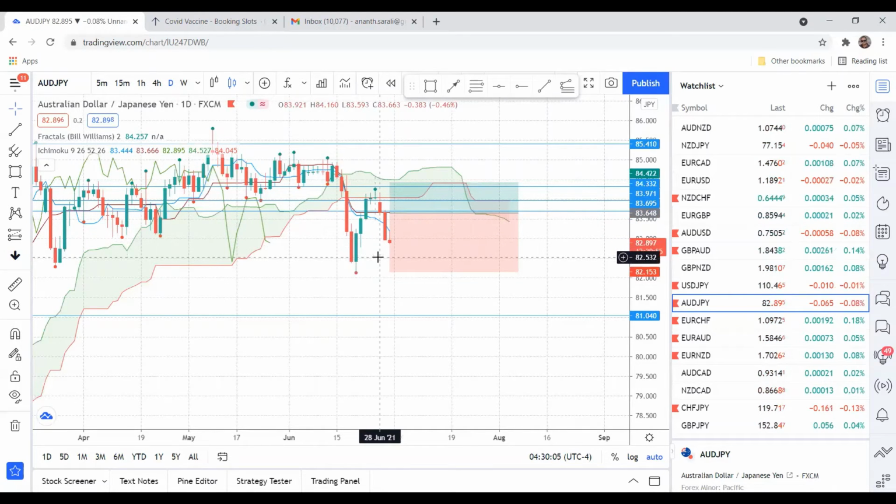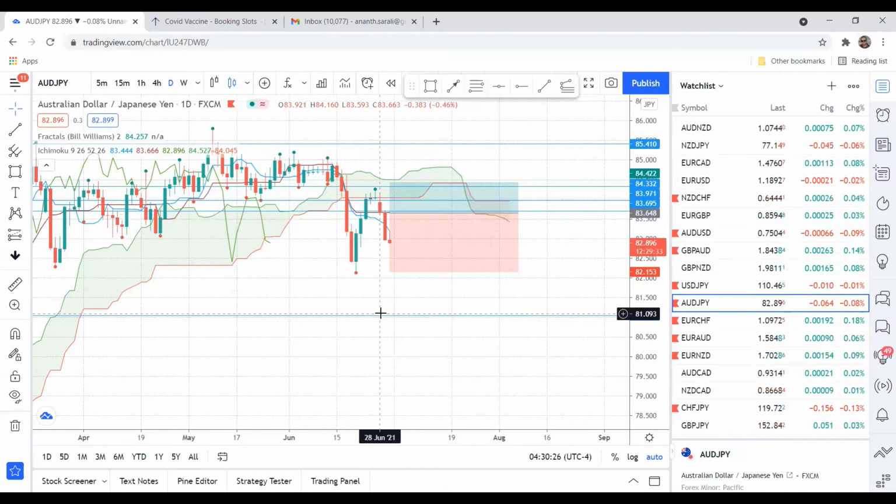So here I will target this much at least. Okay, so 80.41 to 83.50, that should be around 100 pips for sure, with a stop loss of just 50 pips. So it's a 2:1. That's the reason I took this trade.